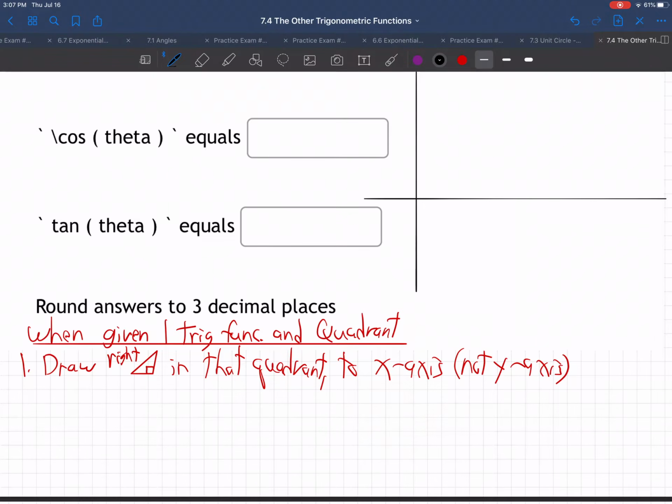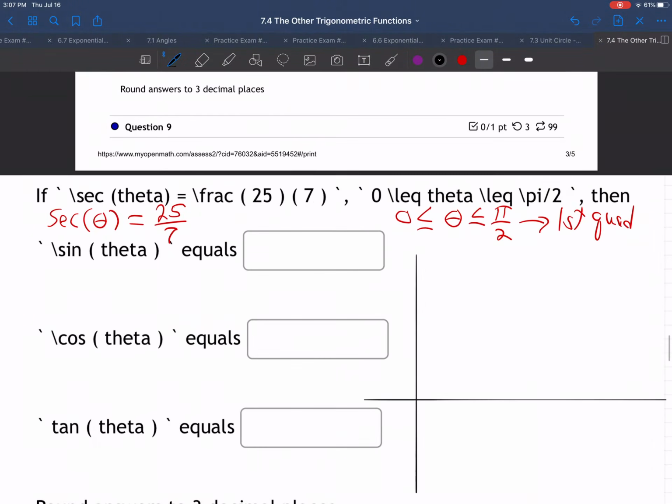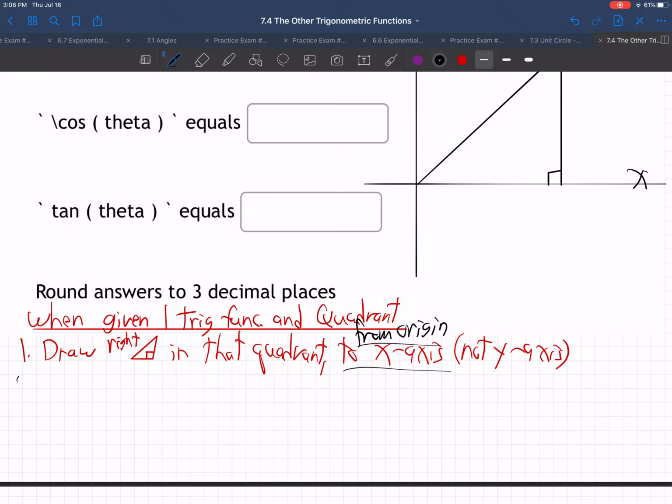Draw a right triangle in that quadrant from the origin to the x-axis. Okay, so from the origin, go out, doesn't matter where, and then down to the x-axis. Has a right angle there. So you got to go to the x-axis. You can't go over here to the y-axis. That'll mess things up. It'll get you the wrong angle and the wrong answers. You got to go to the x-axis. Okay, so that's step 1.